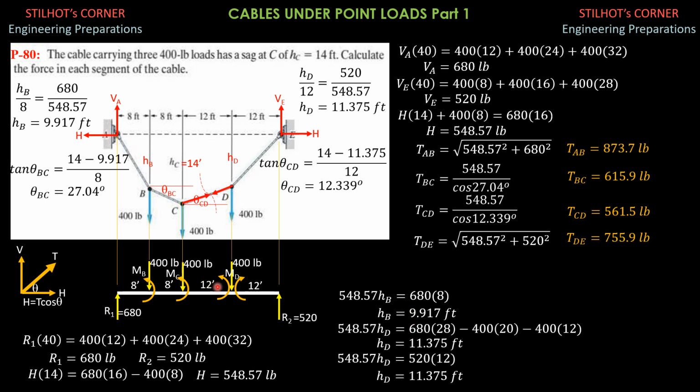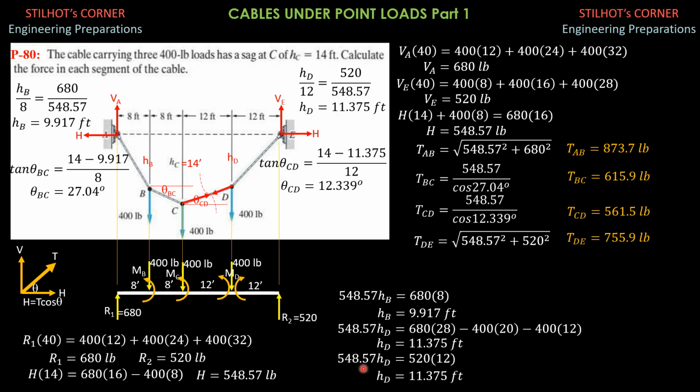Then finally, HD, I'll solve HD in two ways. Moment at D, considering forces at the left: H times HD is the moment at D, and the moment at D considering the forces at the left segment would be 680 times 28 minus 400 times 20 minus 400 times 12. So solving for HD, it is 11.375 feet, which is the same as that.